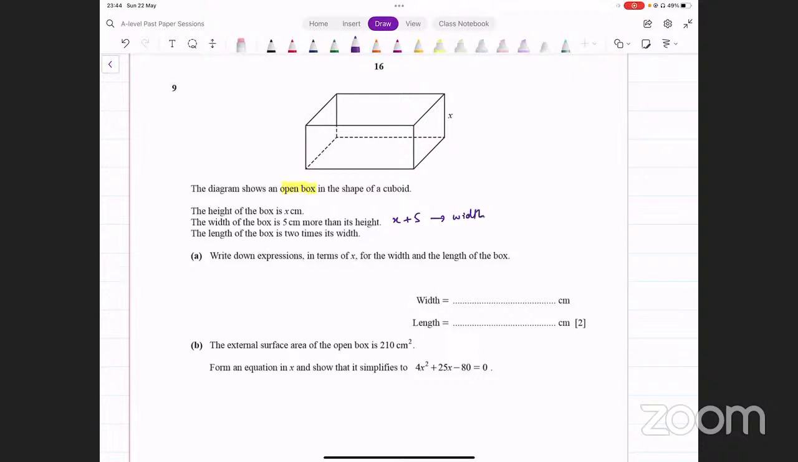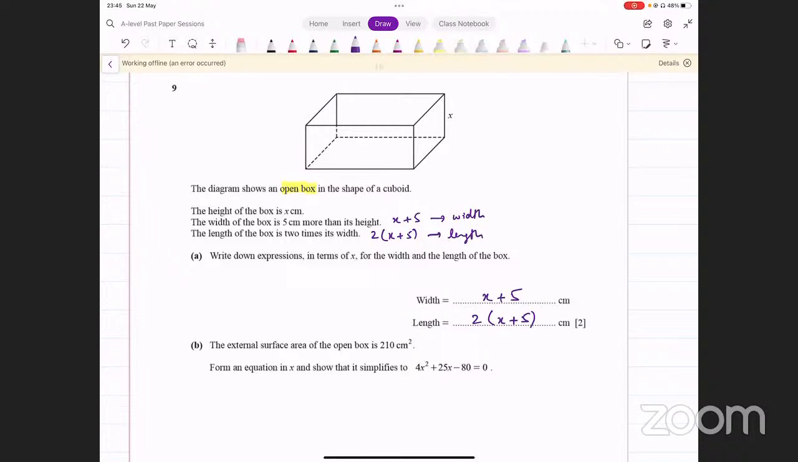Okay, the length of the box is 2 times its width. जो width आपके पास ऊपर आ रही है, उसको 2 से multiply कर देंगे. That's going to be 2 into x plus 5. That is your length of the box. Write down expressions in terms of x for the width and the length. उसने आपसे वही पूछा है, आप यहाँ पे लिख दें width is x plus 5 and length is going to be 2 times x plus 5. अब इसको सिंप्लीफाई करके लिखना चाहें तो लिख दें, उसने सिंप्लीफाई करने का कहा नहीं है आपको. If you just leave it like this, that's also going to be okay.